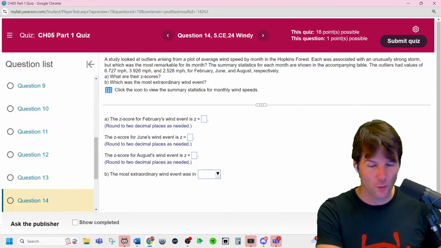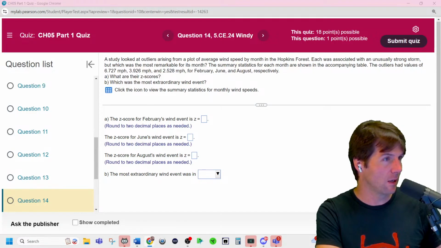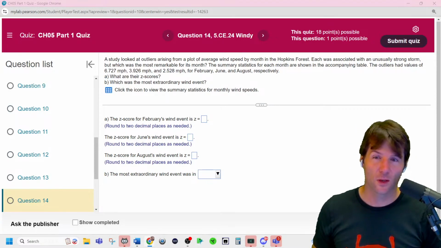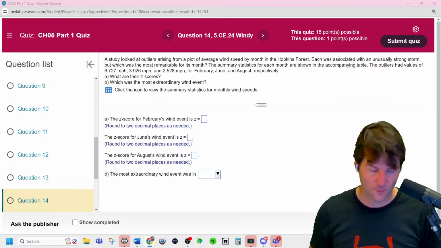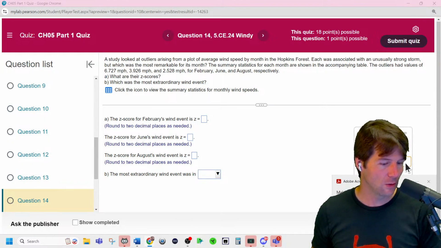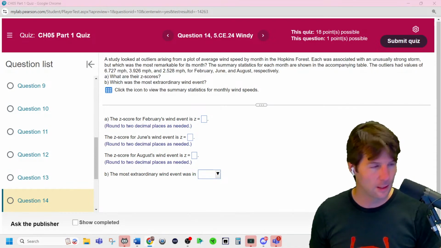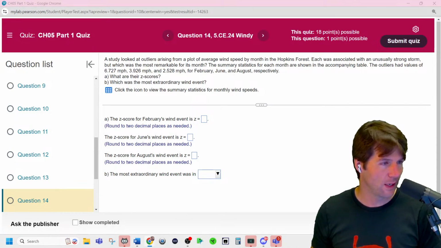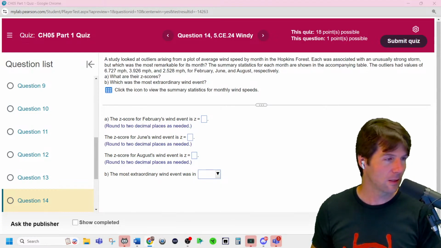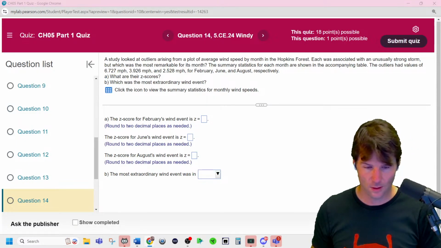I think this is one of the weird ones where you have to shift the data. And we'll talk about how to do this one. This is a tricky one. We haven't done one like this lately. So let's mark it right here in the notes at 453, Stat 201. Chapter 5, part 1 quiz. And a study looked at Hopkins Forest.